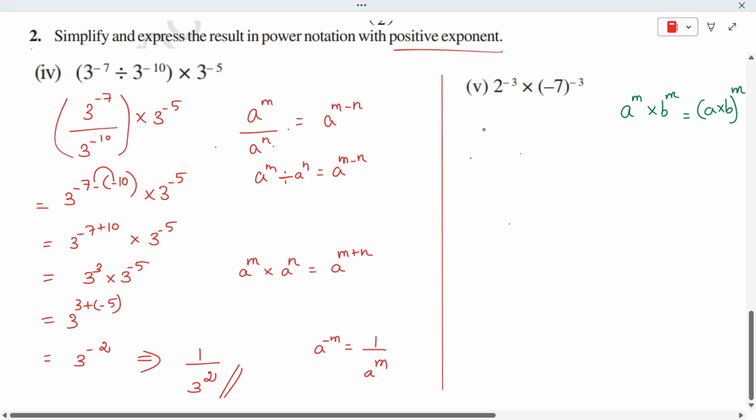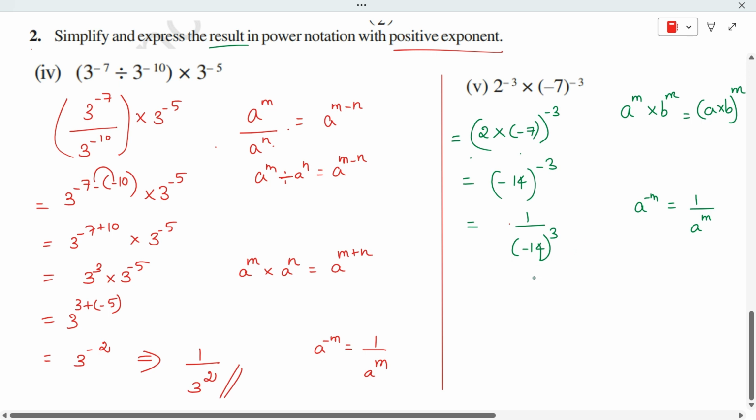So here the bases are 2 and minus 7, isn't it? So I'm just multiplying the bases, keeping the power minus 3 as it is. So your answer is going to be minus 14 to the power minus 3. And in my question, I have to express the result in positive exponent. So I'm writing this as minus 14 to the power 3 in the denominator, as a power minus m is 1 by a power m. Hope you understood all the 5 subdivisions of question number 2.